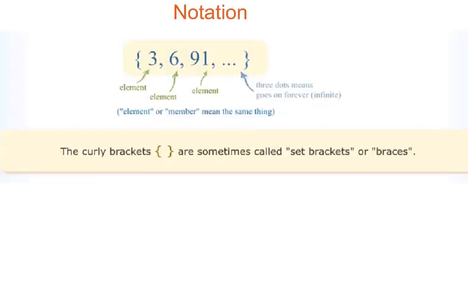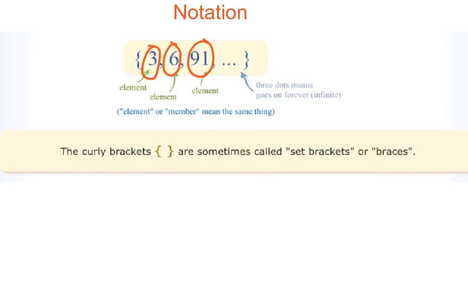Notation. Now, one of the most challenging aspects of understanding sets is to understand the symbols and the terms used as it relates to sets. So now let us take a little time and go through a few here. Now, each item in a set is called an element. So 3 is an element, 6 is an element, 91 is an element, or they're also referred to as members.